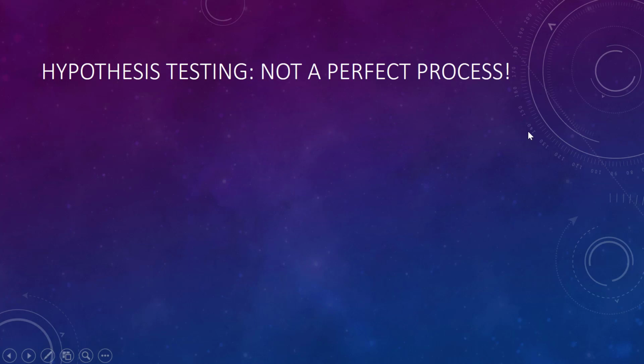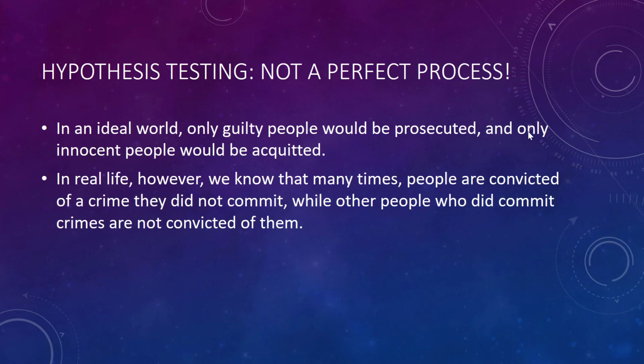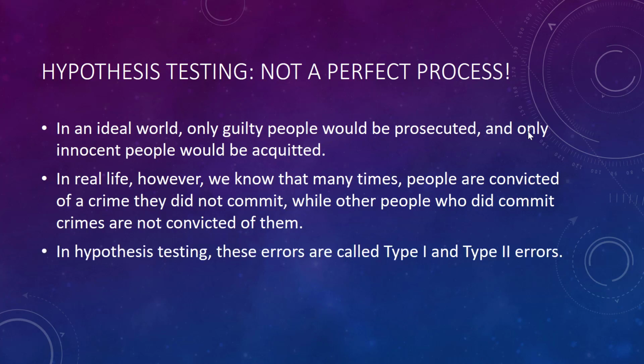Hypothesis testing is not a perfect process. In an ideal world, only guilty people would be prosecuted and only innocent people would be acquitted. In real life, however, we know that many times people are convicted of a crime they did not commit, while other people who did commit crimes are not convicted of them. In hypothesis testing, these errors are called type 1 and type 2 errors.